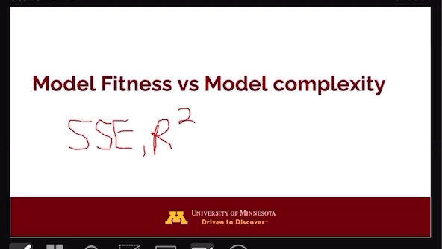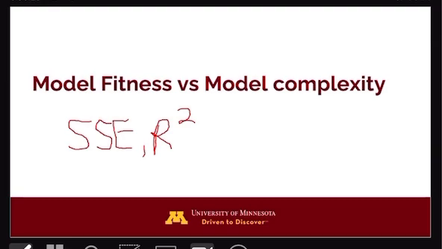Has anybody heard about AIC and BIC? Now, what I'm trying to say right now is, for the criteria for model fitness, we use sum of square error and R squared. For the criteria for model fitness and model complexity, we use adjusted R squared, AIC, and BIC. The model with the smallest AIC or BIC is the best. The model with the higher value of adjusted R squared is the best. Now, all of these are for model explanation. They are not for model prediction.